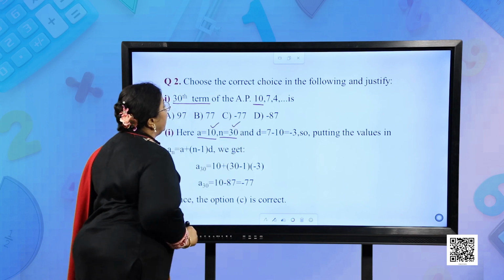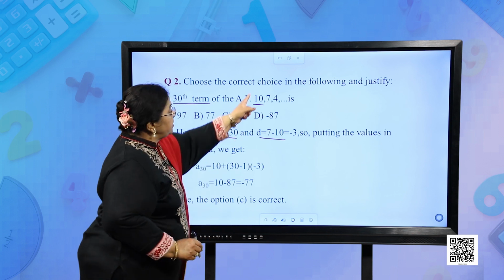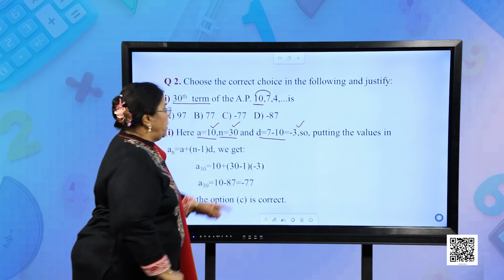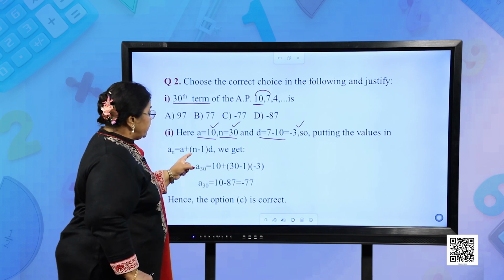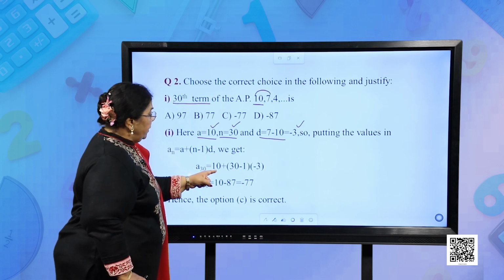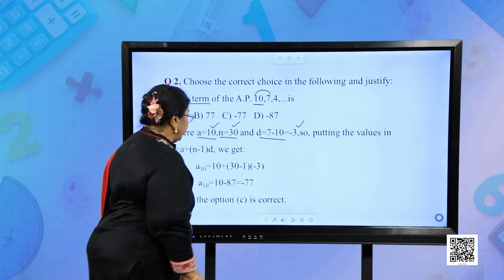30 terms he is asking us. And what is D? Second term minus first term. What is 7 minus 10? It is minus 3. So, by putting the values in the general form, An is equal to A plus n minus 1 into D, we get A30 is equal to 10 plus 30 minus 1 into minus 3.